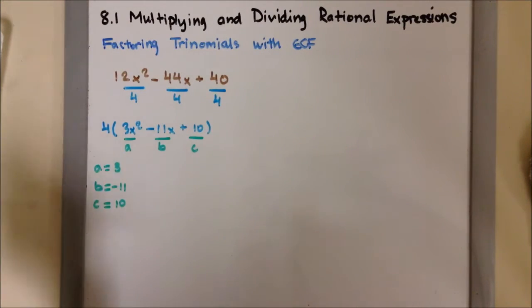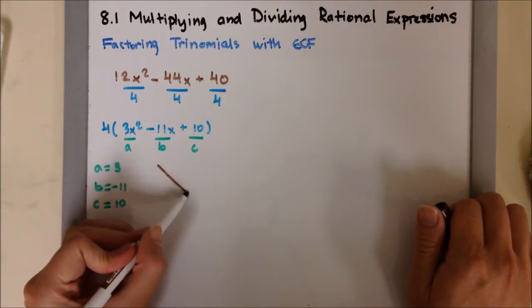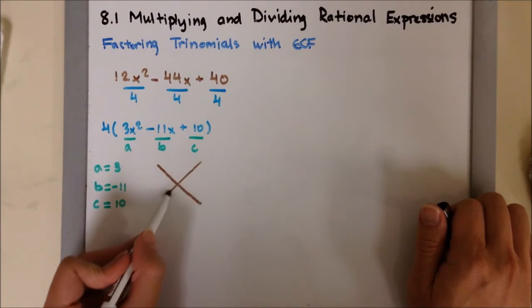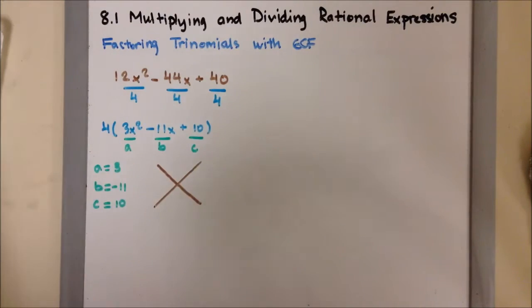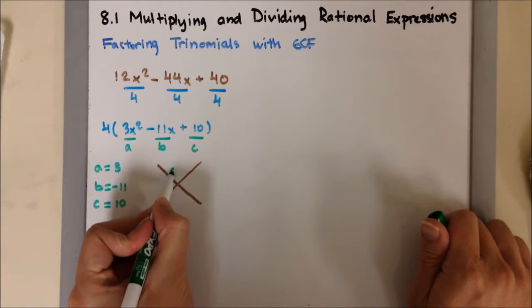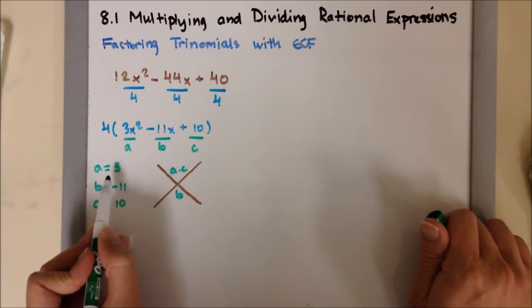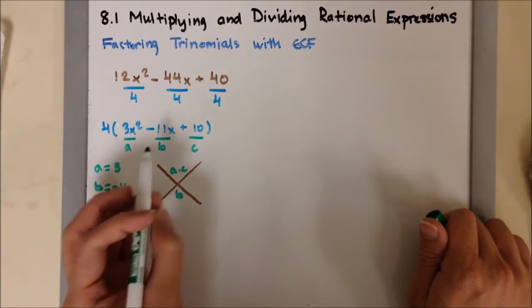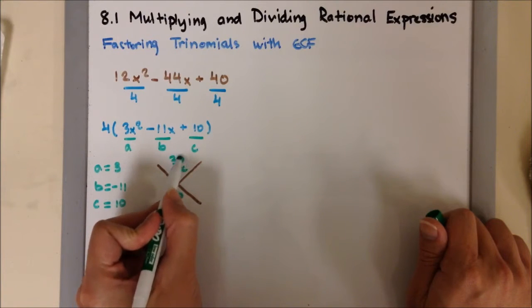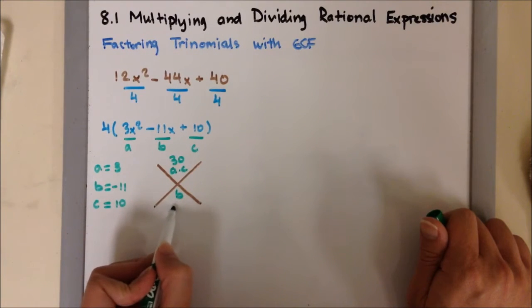So let's set up our X table. So remember, on the top it's A times C, at the bottom it's B. So A times C, 3 times 10, that's 30, and my B is negative 11.